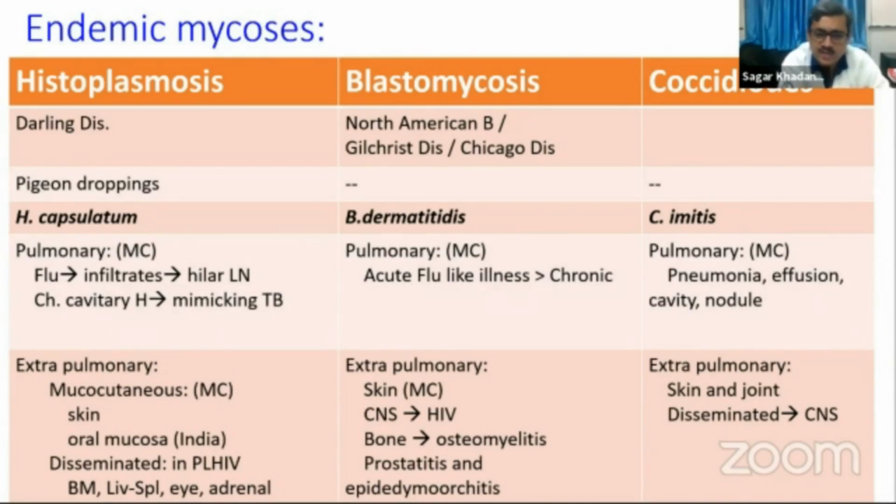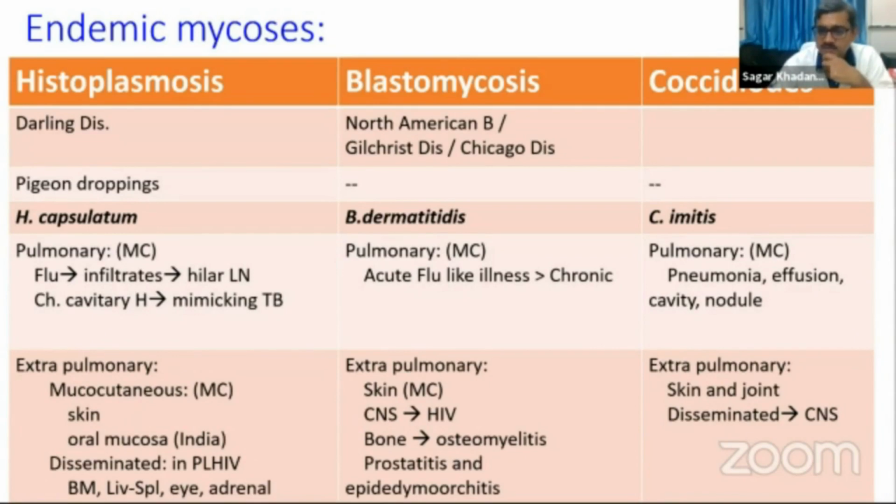Blastomycosis, again, pulmonary is most common, and you get a flu-like illness most of the time, and it goes on beyond a couple of months, and it presents with a chronic lower respiratory tract lesion, like that of Histoplasma capsulatum. Histoplasma capsulatum presents with hilar lymphadenopathy and chronic cavity like that of TB, but blastomycosis doesn't do cavity. Extrapulmonary manifestations are also not uncommon. Skin, CNS, bone, prostatitis may occur.